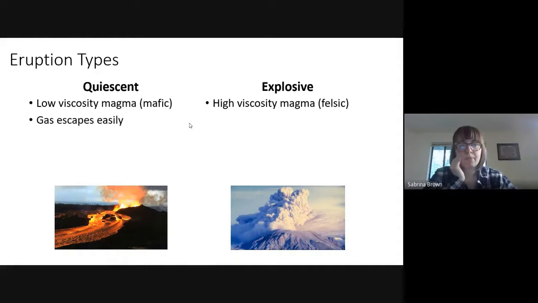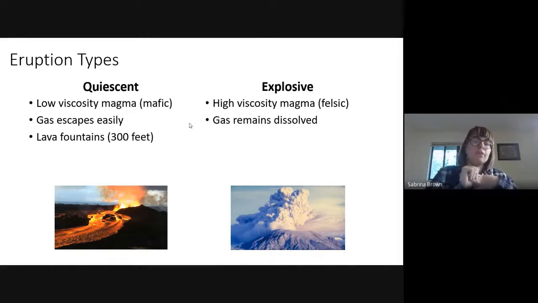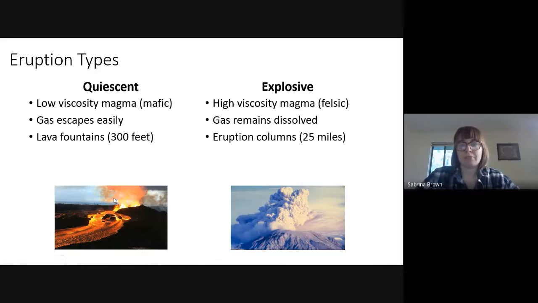So with our quiescent eruptions, because we have low viscosity magma that's pretty liquidy, right? The gas is easily able to escape because you have this liquidy, easy to flow lava. But in higher viscosity magma, the gases get trapped and they remain dissolved because they cannot readily escape because it's more of a sticky liquid. So when we have eruptions with quiescent volcanoes, the eruption column can get to about 300 feet tall in the form of what we call lava fountains, which you can see in this picture down here. But explosive eruptions have huge eruption columns up to 25 miles in height, right?